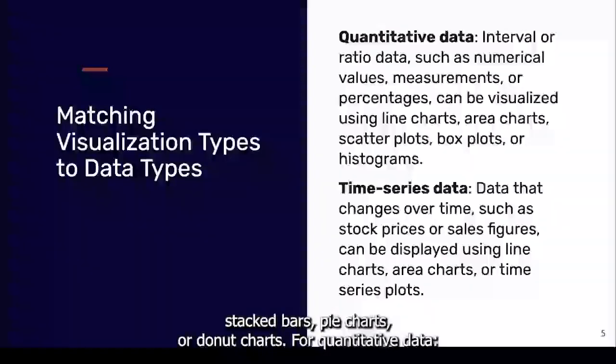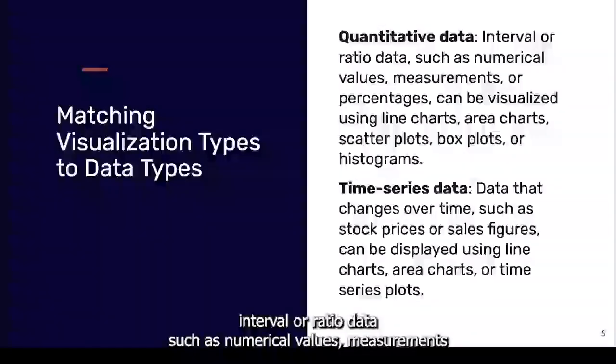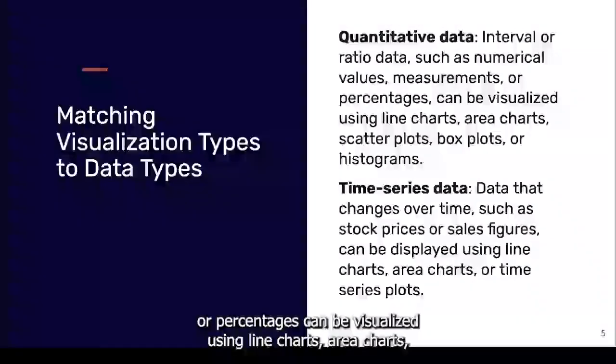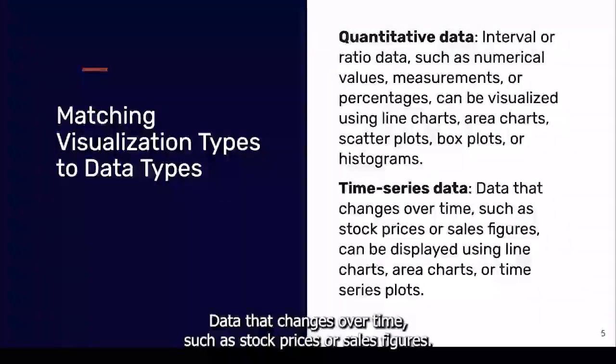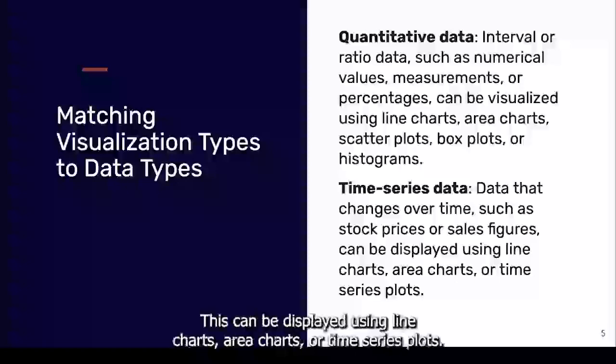For quantitative data, interval or ratio data such as numerical values, measurements, or percentages can be visualized using line charts, area charts, scatter plots, box plots, or histograms. For time series data, data that changes over time, such as stock prices or sales figures, this can be displayed using line charts, area charts, or time series plots.